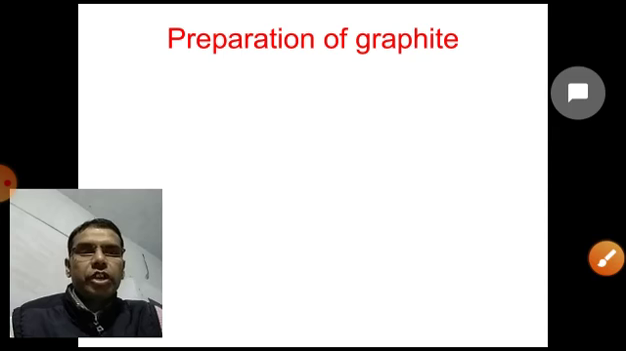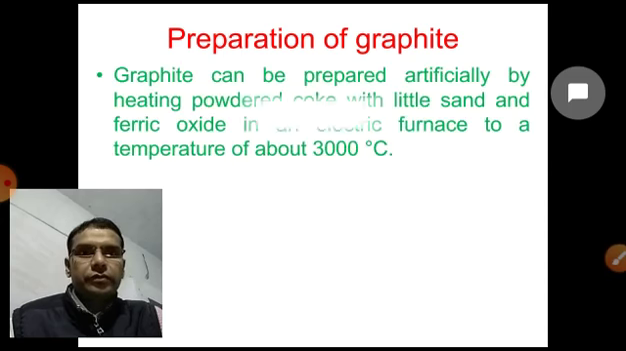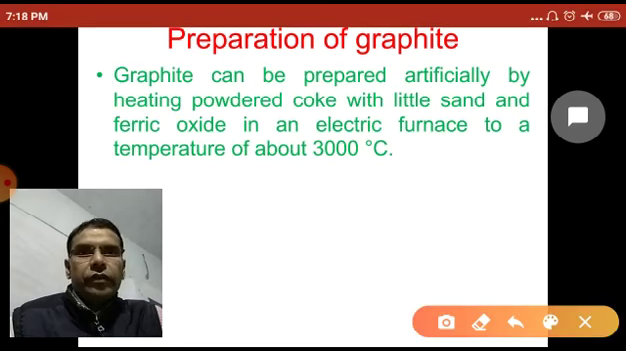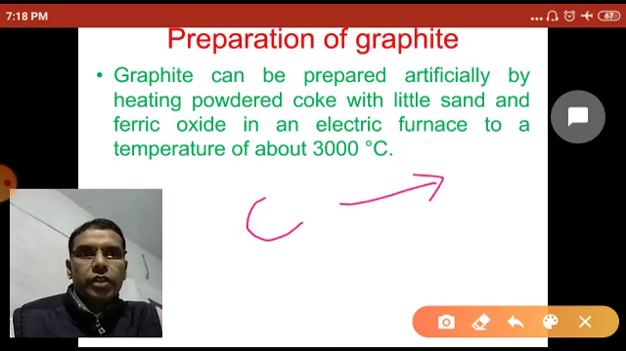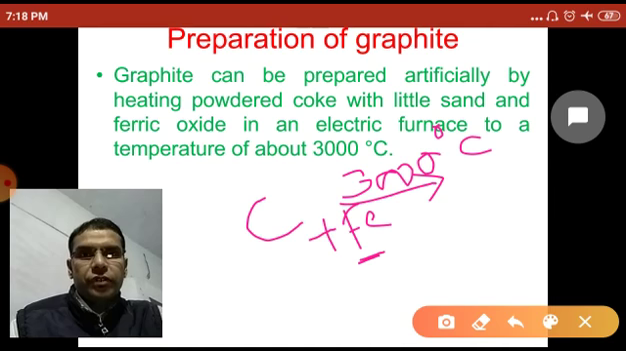Now, the preparation of graphite. Graphite can be prepared artificially by heating powdered coke with a little amount of sand and ferric oxide. Coke is heated in the presence of ferric oxide in an electric furnace to a temperature of approximately 3000 degrees Celsius.